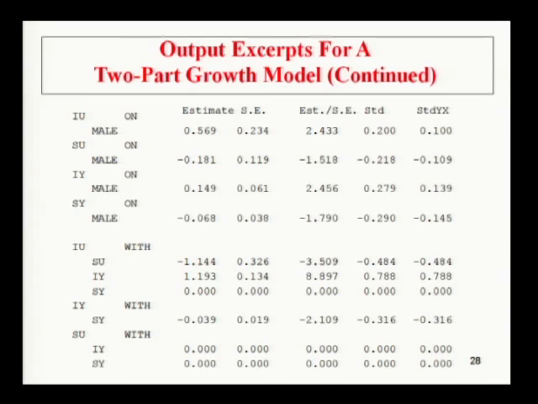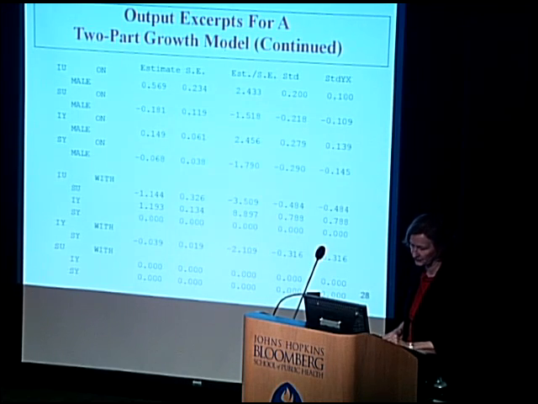And if we look in the third column, we see that male has a significant relationship with the intercept growth factor for the binary part of the model, but it does not have a significant relationship with the slope growth factor for the binary part of the model. And we see that same pattern for the continuous. What it's saying here is that males are more likely to drink, and then they're more likely to drink more. So this would be the interpretation of that.